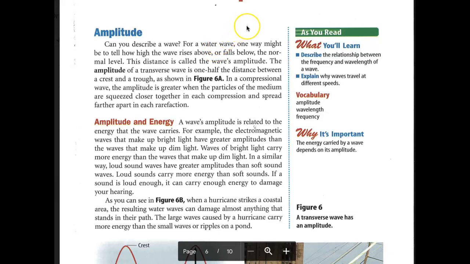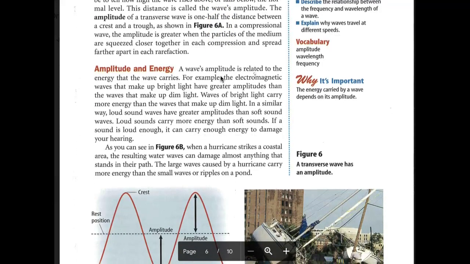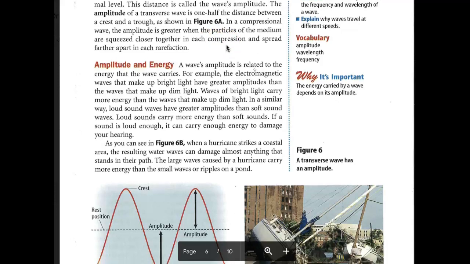For a water wave, one way might be to tell how high the wave rises above or falls below the normal level. This distance is called the wave's amplitude. The amplitude of a transverse wave is 1/2 the distance between the crest and trough, as shown in figure 6a. In a compressional wave, the amplitude is greater when the particles of a medium are squeezed closer together in each compression and spread farther apart in each rarefaction.